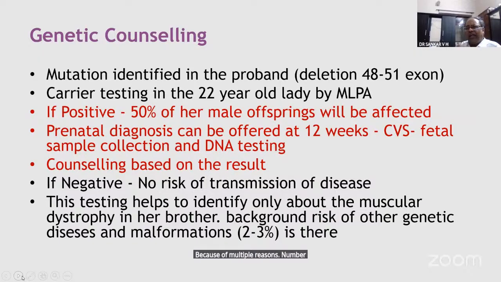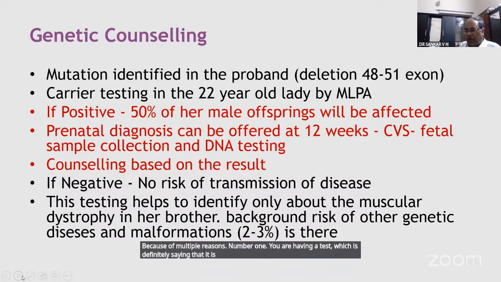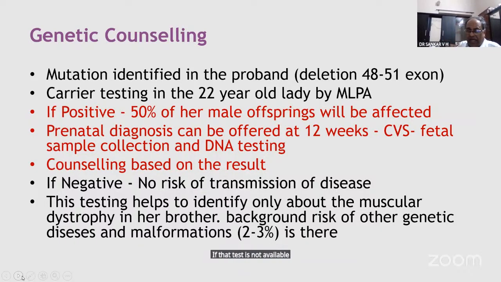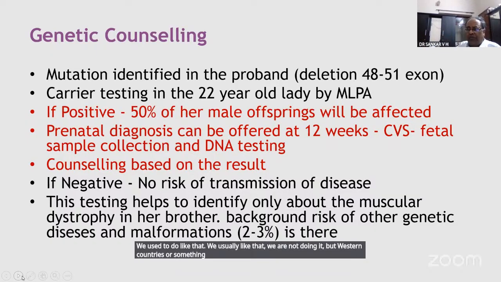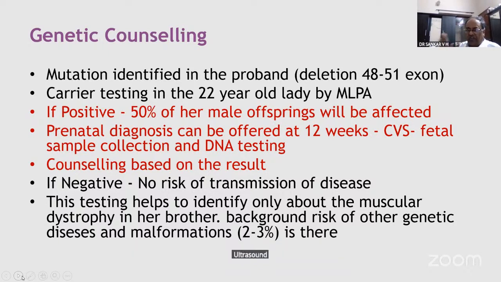Number one, there is a definitive test available now. Fifteen years back, when that test could not be done, we used to do it like that. We are not doing it now, but in Western countries they tell you to do a karyotype and look at whether male or female, which will be confirmed. The second issue is that ultrasound never confirms the sex. There is always a chance of missing.